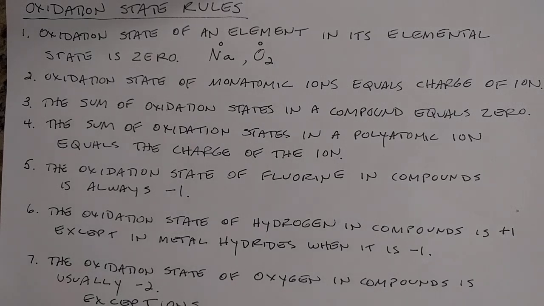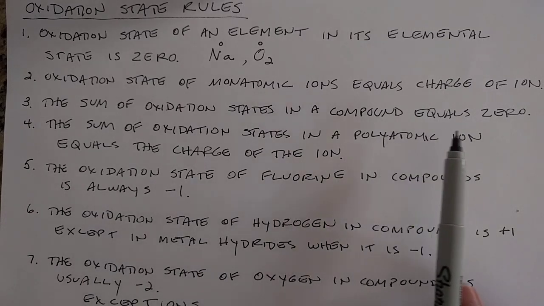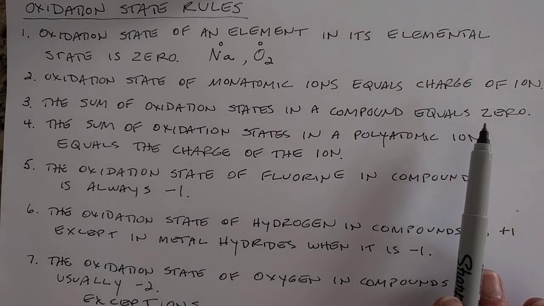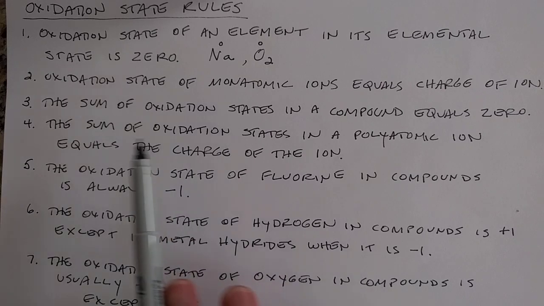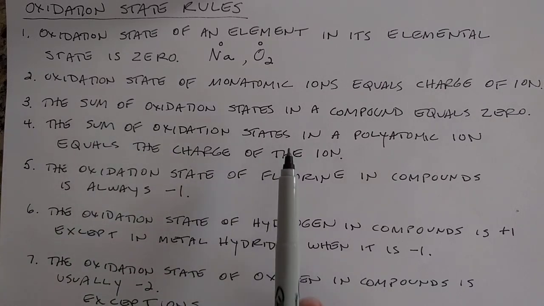Number 2, the oxidation state of monatomic ions equals the charge of the ion. So if we have sodium chloride, sodium is a +1 ion, it has an oxidation state of +1. Number 3, the sum of the oxidation states in a compound equals 0, and we just saw that with methane. And 4, the sum of the oxidation states in a polyatomic ion equals the charge of the ion.